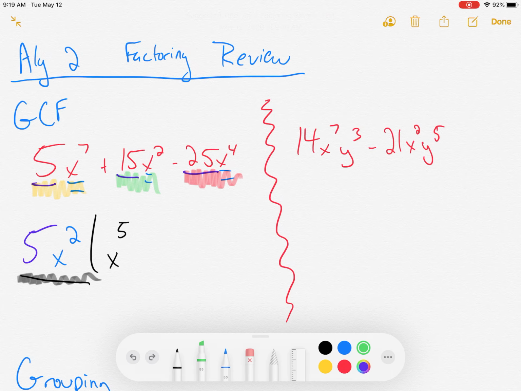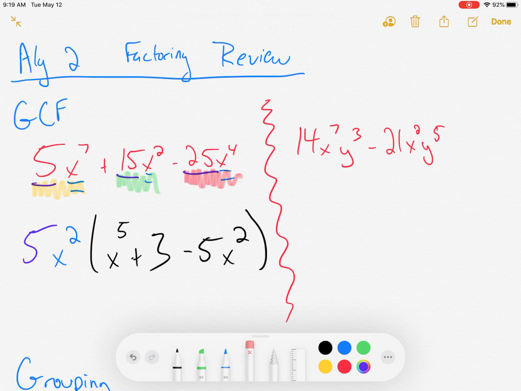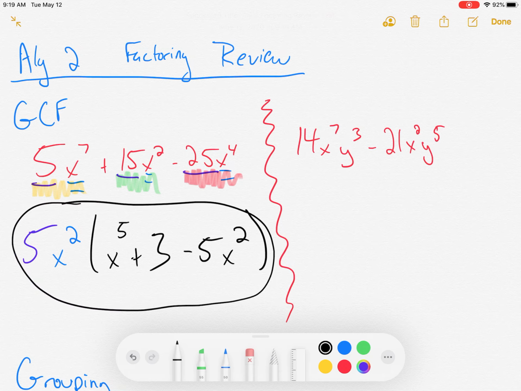Okay, so 15 divided by 5 is plus 3. X squared divided by x squared is just 1, so those cancel out. And last but not least, we have negative 25 divided by 5 is negative 5. X to the 4th divided by x squared. I took out 2 x's. I have 2 left over, and that would be your final answer. 5x squared times x to the 5th plus 3 minus 5x squared.